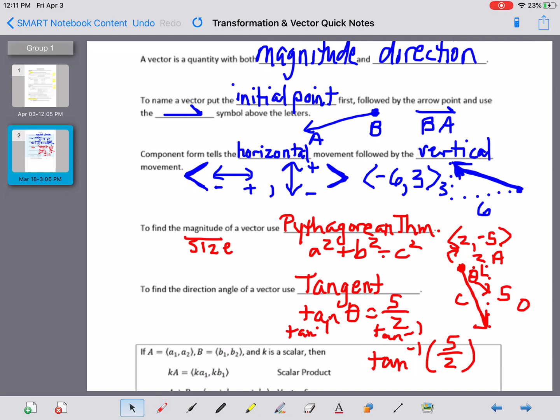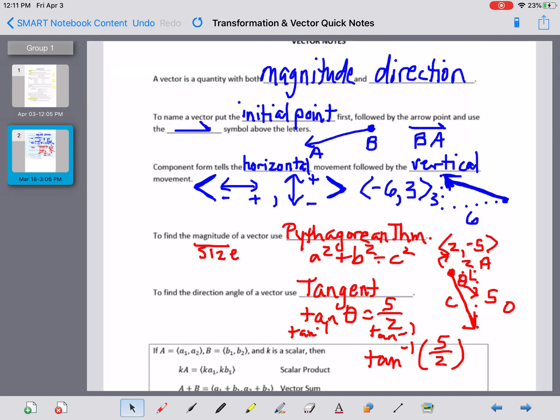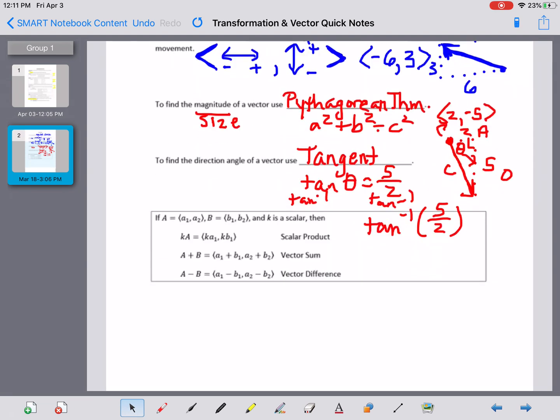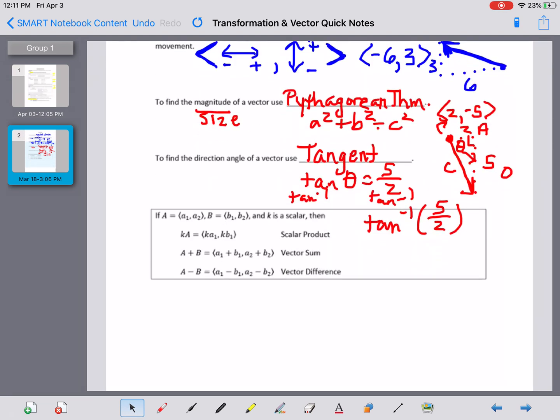And at the bottom of this page, we'll notice that we have the rest of these notes about scalars and such, how we're going to use those when we add or subtract vectors together or multiply. And again, those notes are there. You just need to know how to use those.